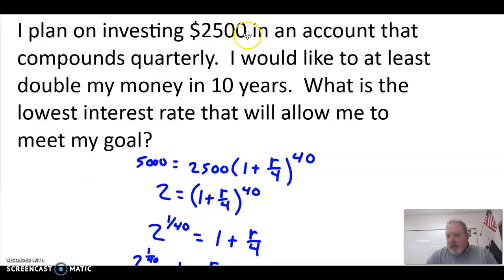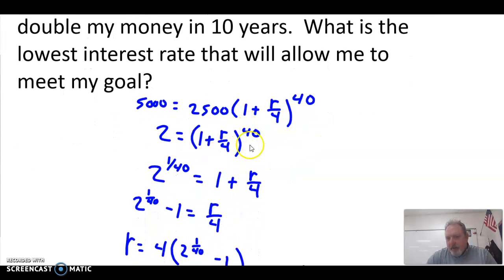Okay, $2,500 investment in an account that compounds quarterly, so that's 4 times per year. And they want that to sit in there for 10 years. So 10 years times 4 is 40 times interest to be calculated, and they want that to double in that time. So if we started with 2,500, we're going to double to 5,000. If we divide that real quick, you see we get 2 here, which is no surprise because we doubled it.